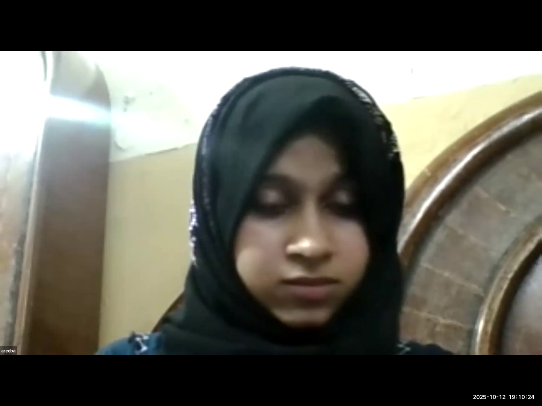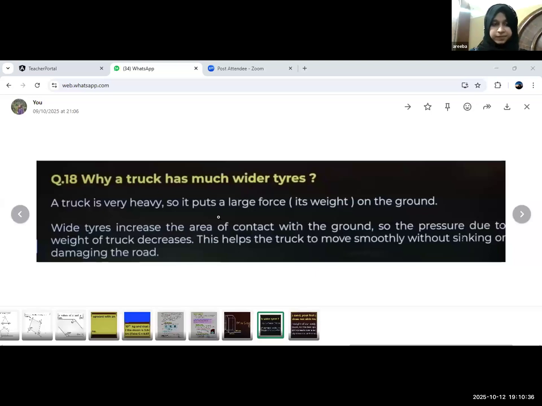Come on, now I'm sharing for fluids. Yes, guys, can you see my screen? Now it is talking about why a truck is having wider tires. Again, in this answer, you're going to write it first. Then you're going to write the main formula as well. P is equal to F upon A. All right, and then start writing this answer.